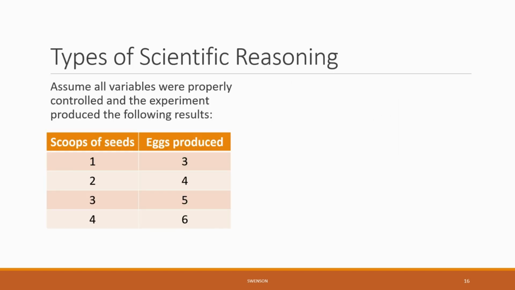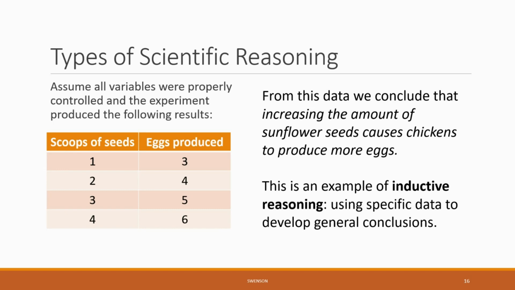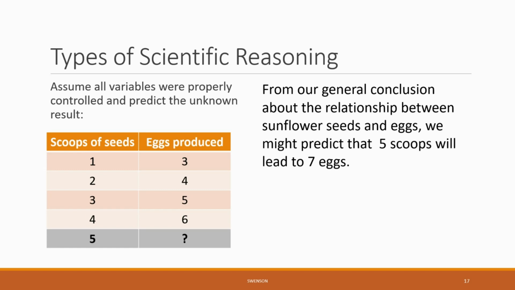Now that we have covered variables, how can we use them to support or reject conclusions? Here we have assumed all other variables are controlled or kept consistent, and the only independent variable we manipulate is the number of scoops of seeds. We can see that there is a positive correlation between the scoops of seeds and eggs laid. This type of reasoning is called inductive reasoning, where we have used specific data to develop general conclusions. And taking this a step further, we have developed a general conclusion that the number of eggs produced is related to the number of scoops of seeds.